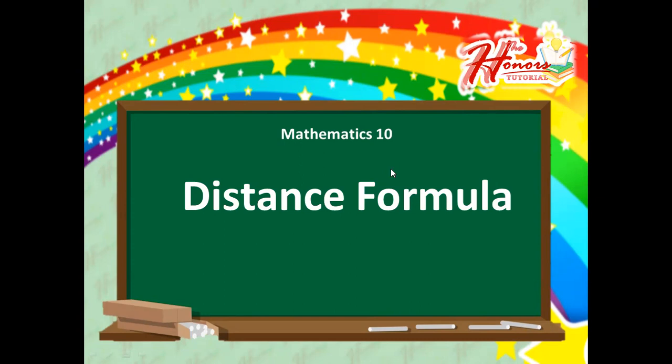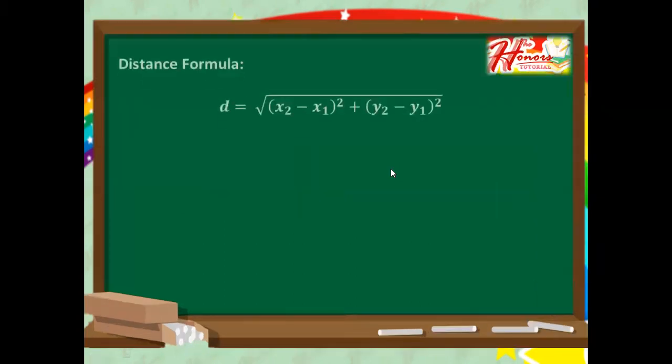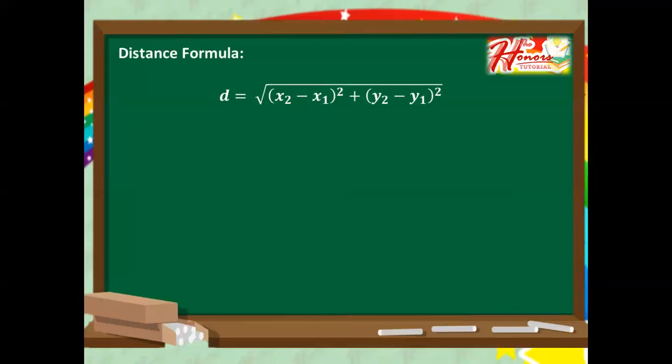Our topic for today is about the distance formula for Mathematics 10. Let us have the distance formula itself. D equals square root of the quantity of x sub 2 minus x sub 1 squared plus the quantity of y sub 2 minus y sub 1 squared.